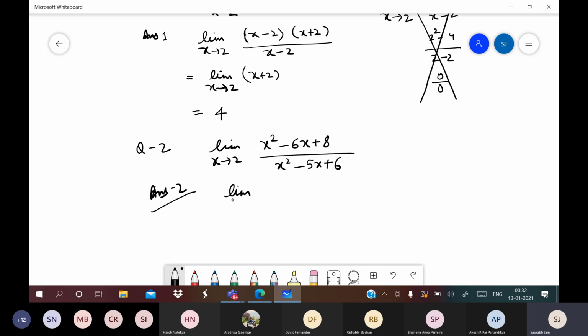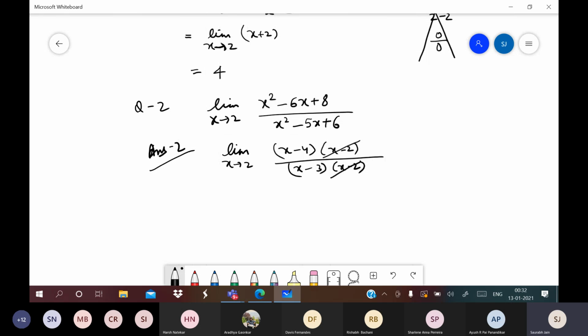Okay, so if we go for factorization, I'm not teaching you factorization, right? I will directly write the factors. It is (x minus 4)(x minus 2). Denominator is (x minus 3)(x minus 2). So you cancel this common factor, right?